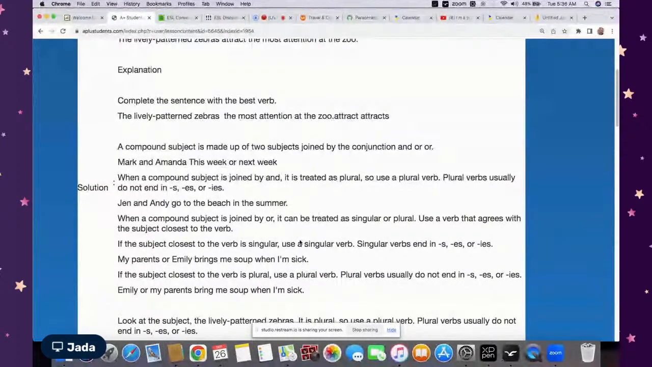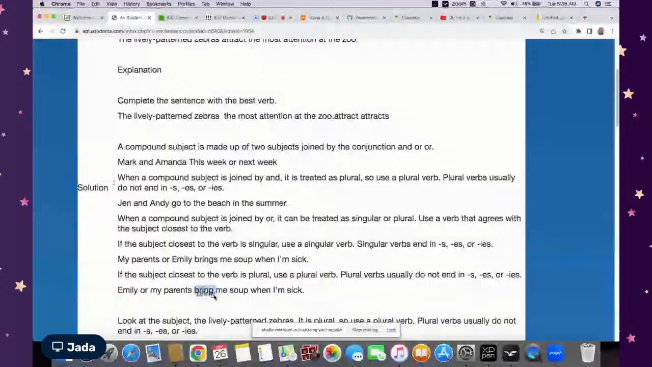Plural verbs usually do not end in s, es, or ies. So now the sentence here is reversed, and then we have Emily or my parents. Now my parents ends with s. It's the last subject here. Because it's my parents, it shows that it's a plural subject. So the verb that should come next should be a plural verb, and a plural verb is not going to have s or es. Okay? So I'll just go over this one more time and then we move on to the example.